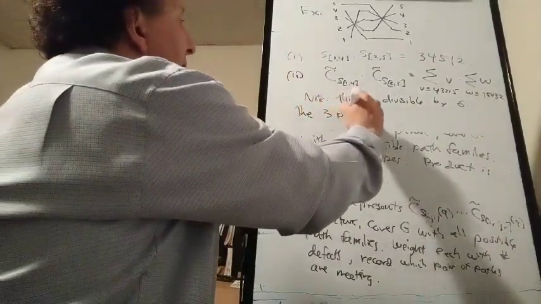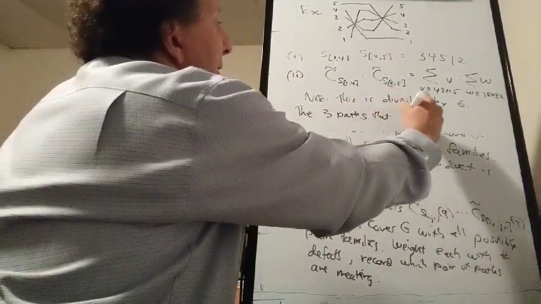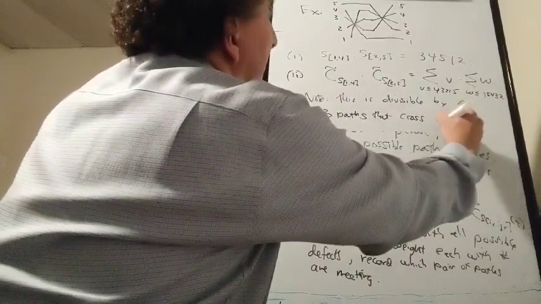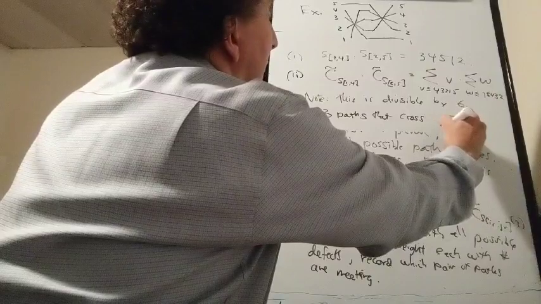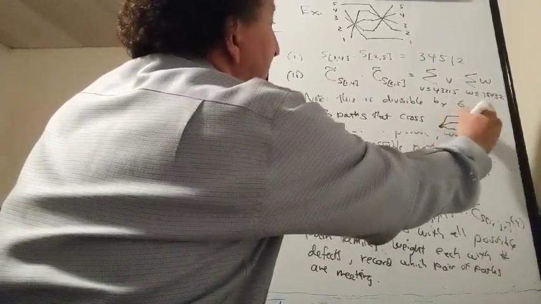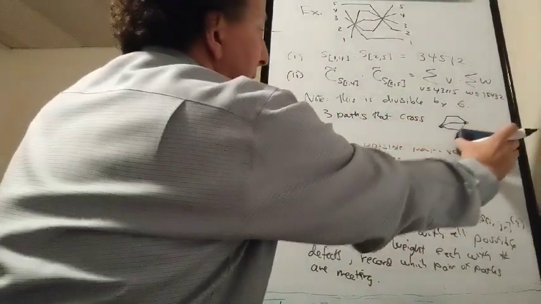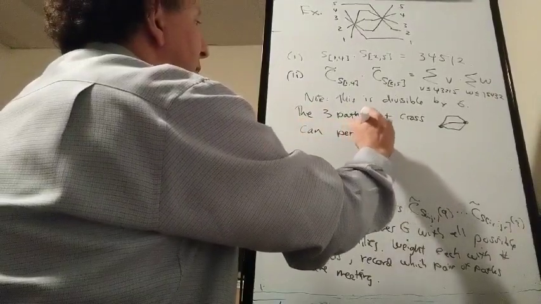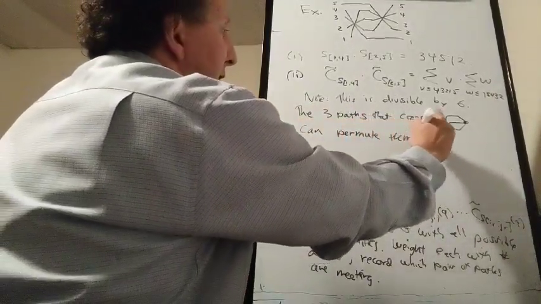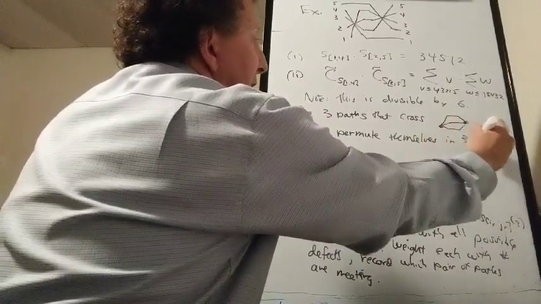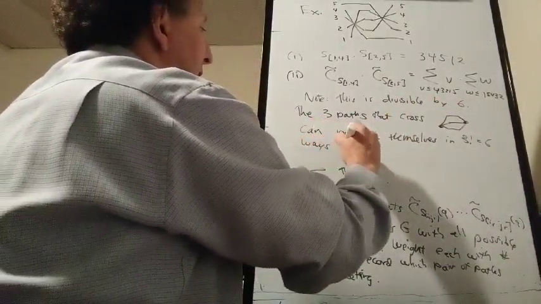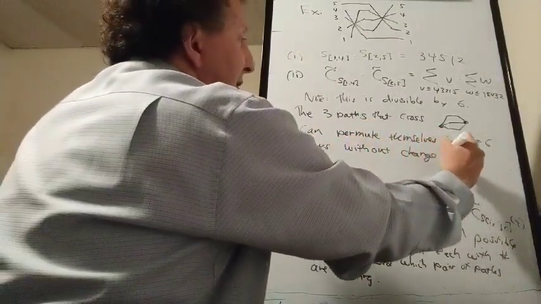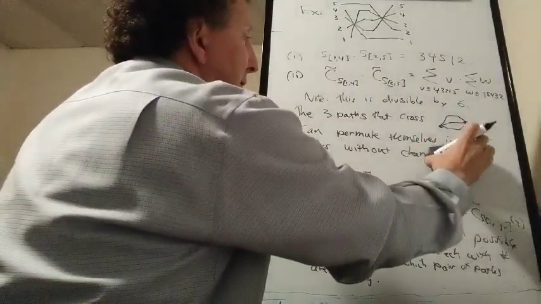So the 3 paths that, let's say, cross that part from this vertex to that vertex can permute themselves in 3 factorial, 6 ways, without changing the type of the path family.